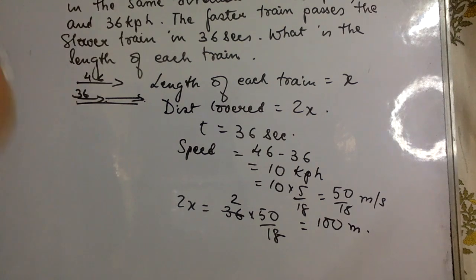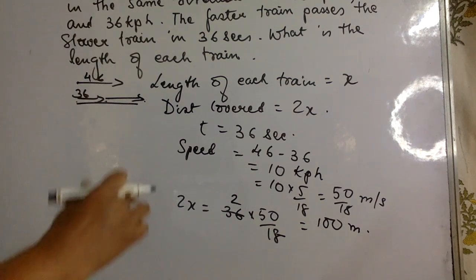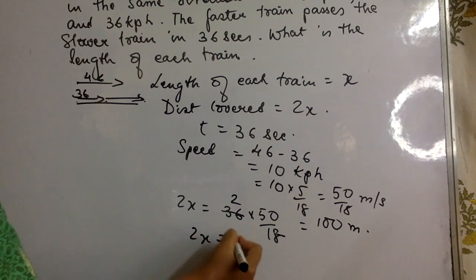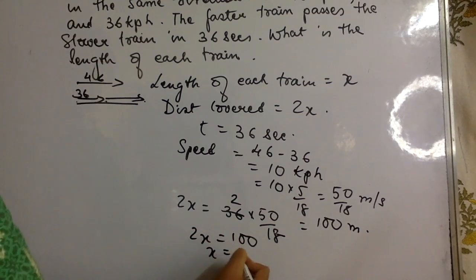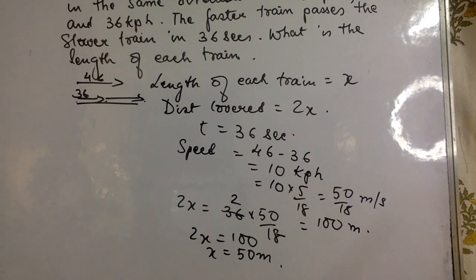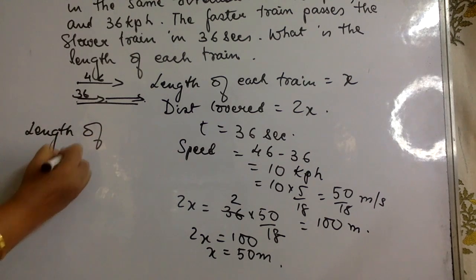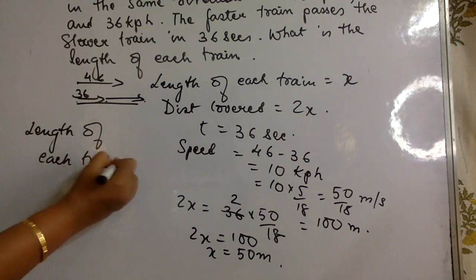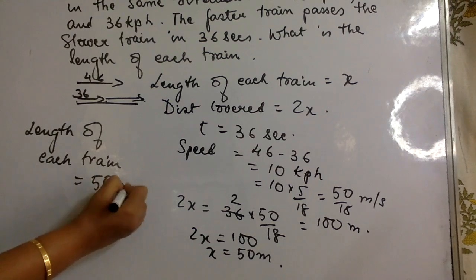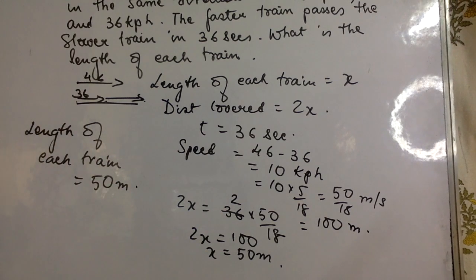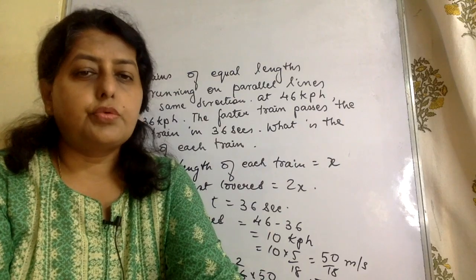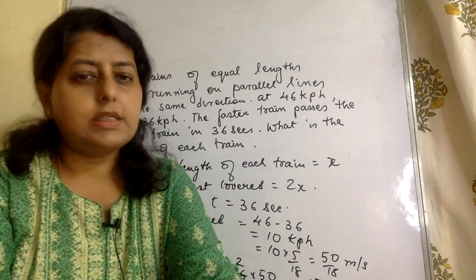Therefore, what is the length of each train? 2x is 100 meters, x is 50 meters. Okay, so length of each train is equal to 50 meters. Okay, so this is it from speed, distance and time.